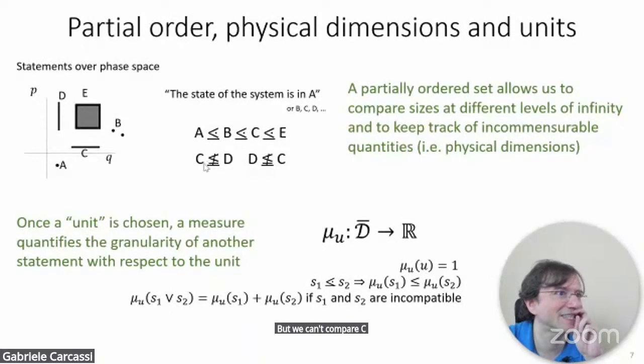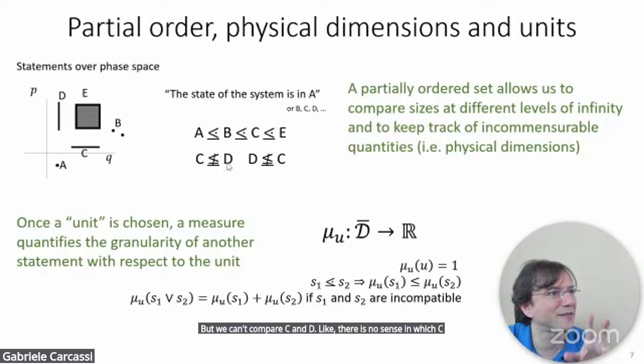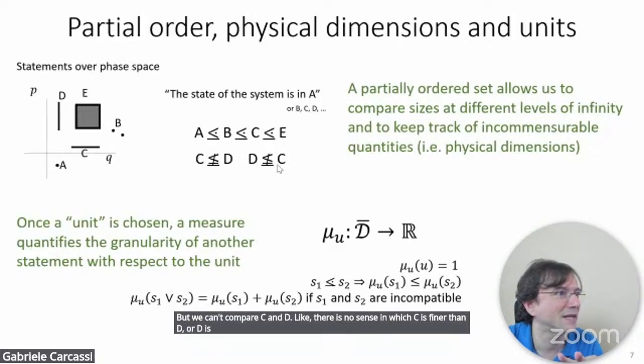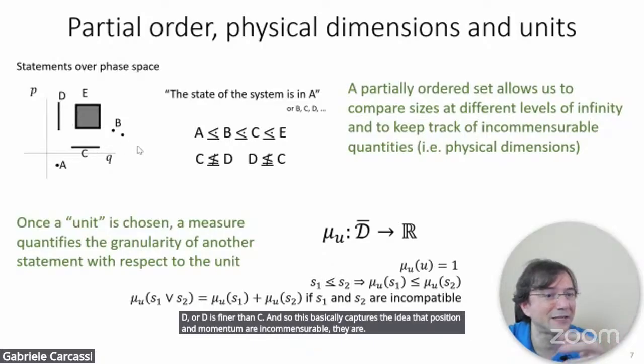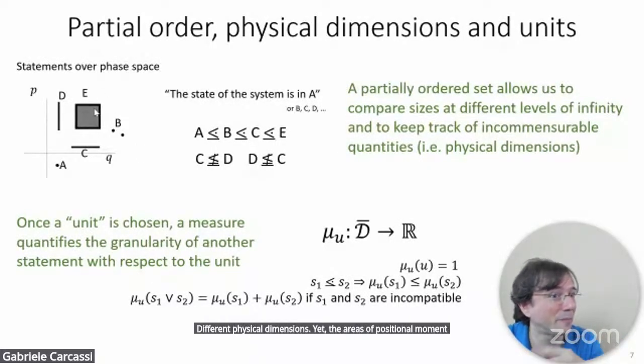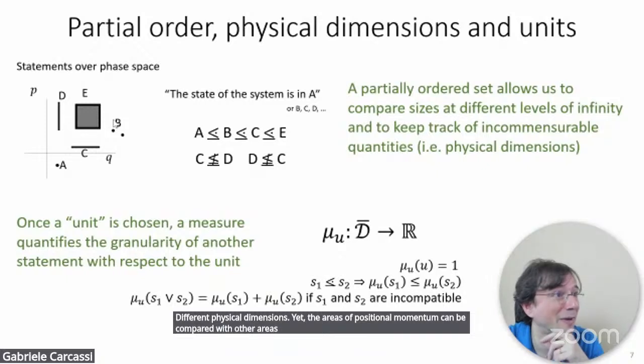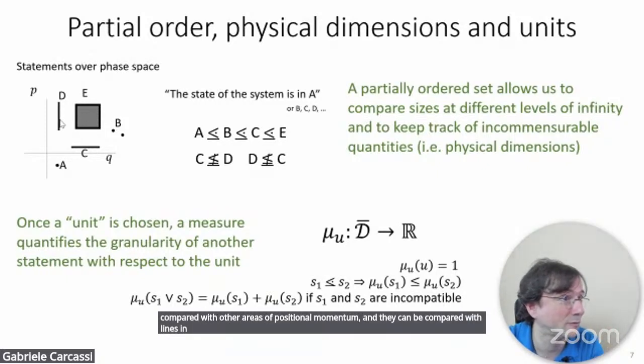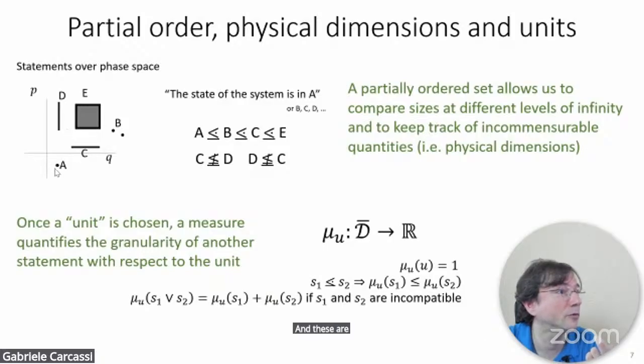Like there is no sense in which C is finer than D or D is finer than C. And so this basically captures the idea that position and momentum are incommensurable. They are different physical dimensions. Yet the areas of position and momentum can be compared with other areas of position and momentum, and they can be compared with lines in position and lines in momentum. And these are also comparable to points, right?